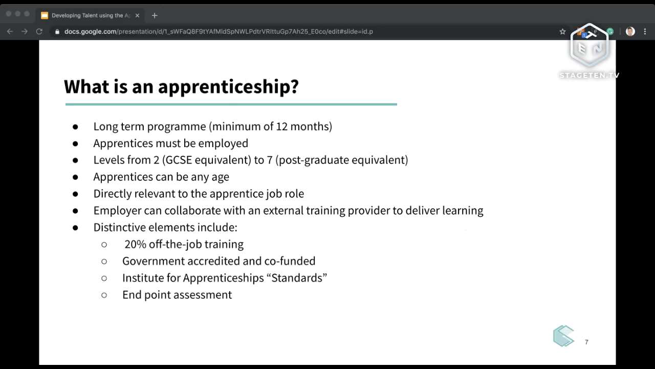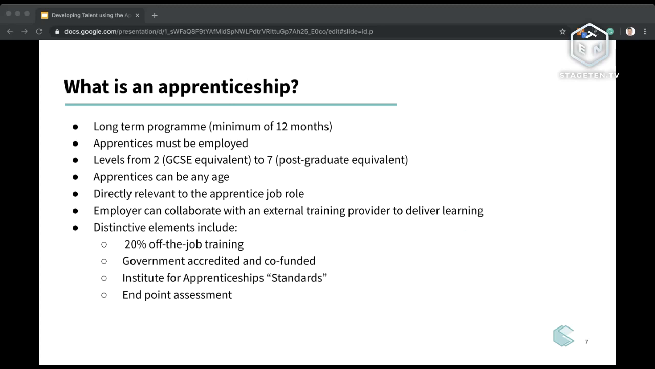However, many employers choose to work with external training providers, and that's where an organisation like Cambridge Spark comes in. Distinctive elements of this kind of training programme include the fact that there is 20% off the job training time. So that's the equivalent to 1 day a week, calculated as learning new content, not implementing it in the workplace. That's the other 80% of the time.